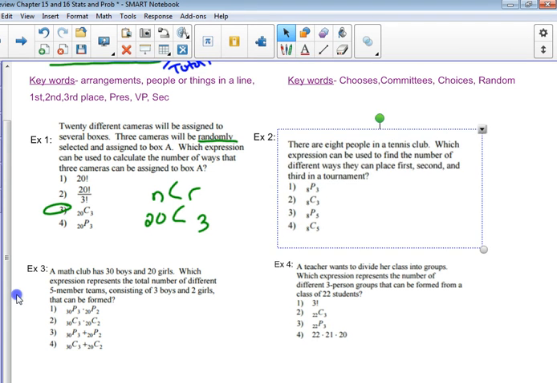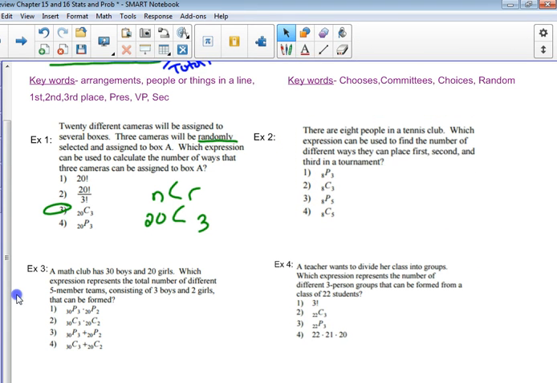And these are right off Regents exams. Like they're easy questions if you know keywords for things. Yep, people in a tennis club. How many of you can come in first, second, or third place in a tournament? What do we think? P's or C's?